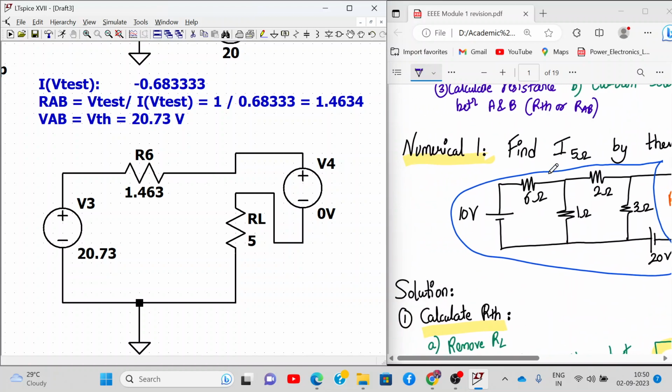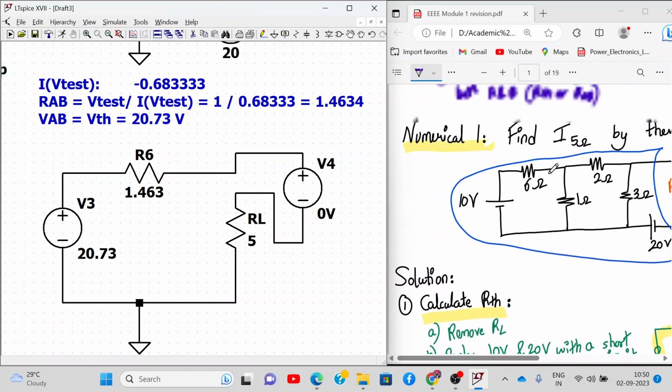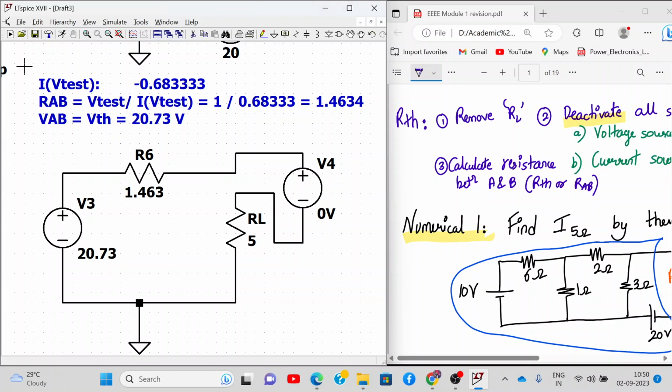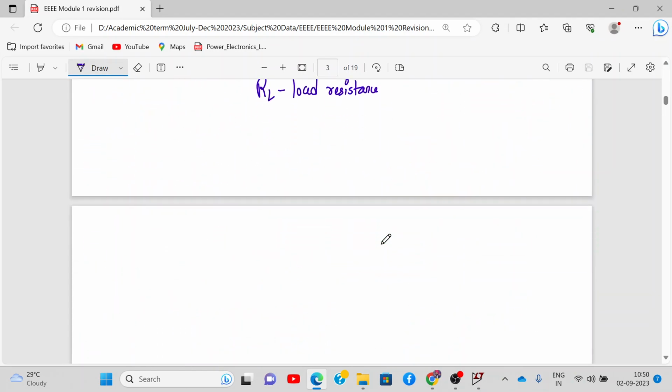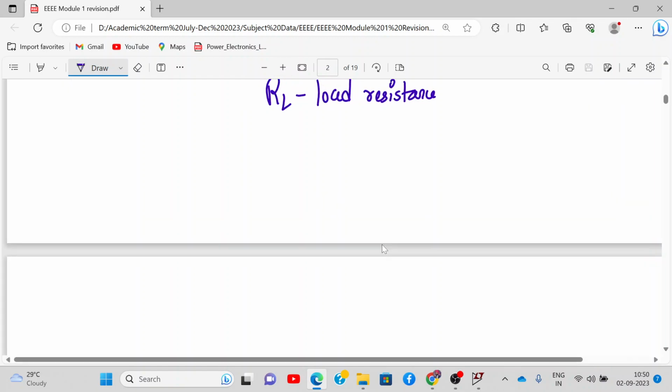Okay. So can we start with the next numerical, everyone? Yeah. All right. Yes, sir. I hope you're following. So let's solve another one. So write down numerical number 2. Let's go to a new page.